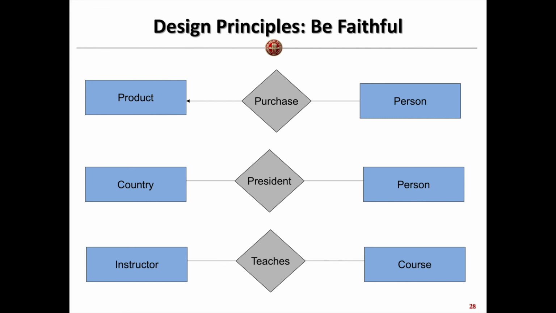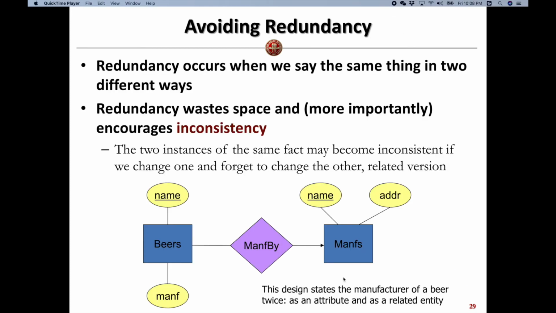We just show these three examples to let you know we want to be faithful in our design for the ER models. Another important principle we need to keep in mind in designing the ER models is to avoid redundancy. This is also very important because redundancy can occur whenever we say the same thing twice in different ways. Redundancy can be created very easily, and we can also ignore it easily. And redundancy can be very bad, of course.